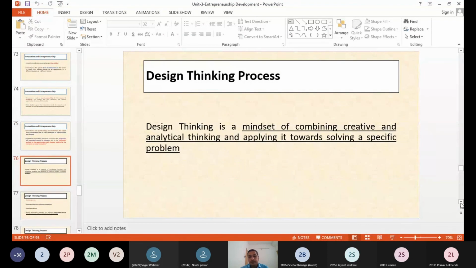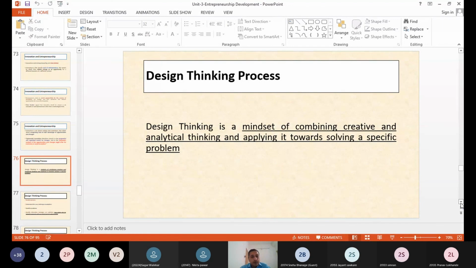Then we'll move towards the design thinking process. So the design thinking process is a mindset. This process we'll have to learn in entrepreneurship development, how the design thinking process can be utilized for creative thinking, for solving different problems. So design thinking is a concept which is related to a mindset of combining creative and analytical thinking and applying it towards solving a specific problem.